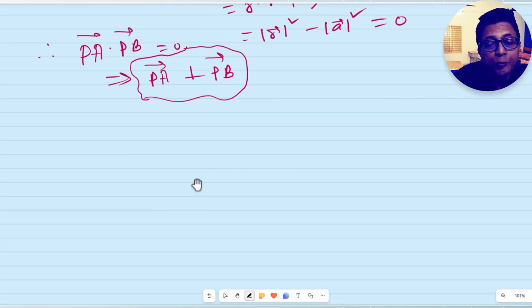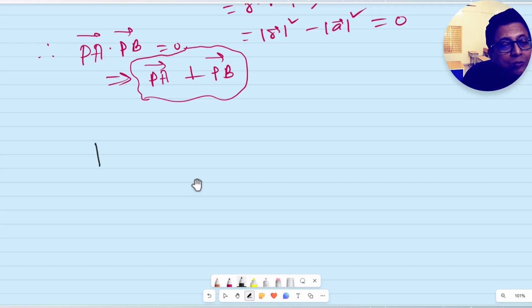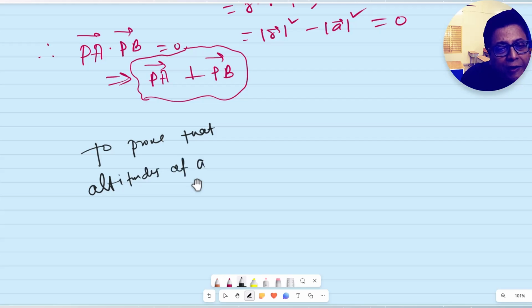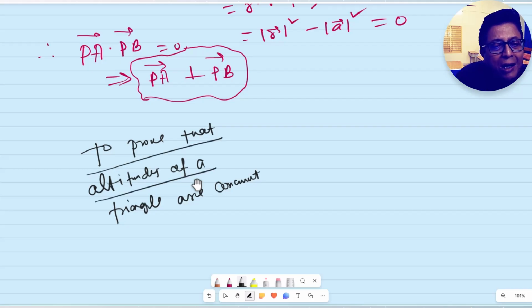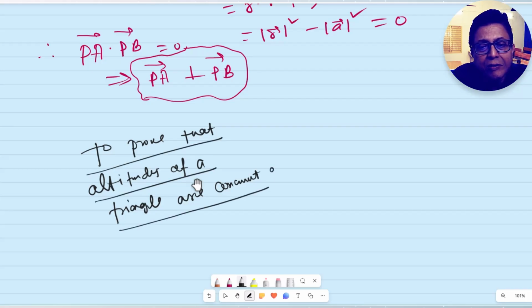That is to prove that the altitudes of a triangle are concurrent. I mean, they pass through the same point. Altitudes of a triangle are concurrent.